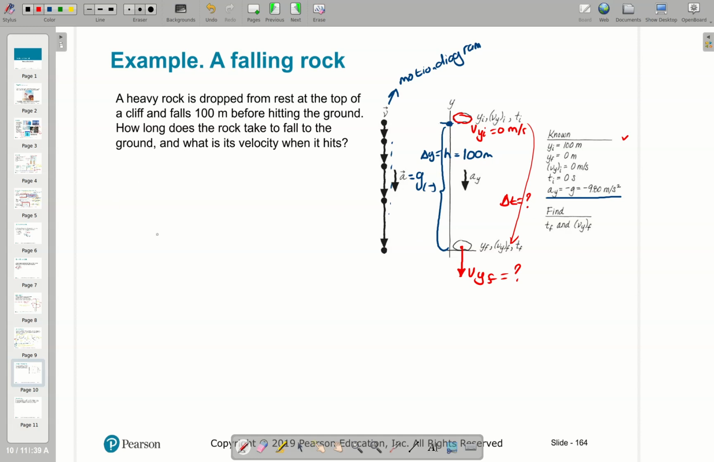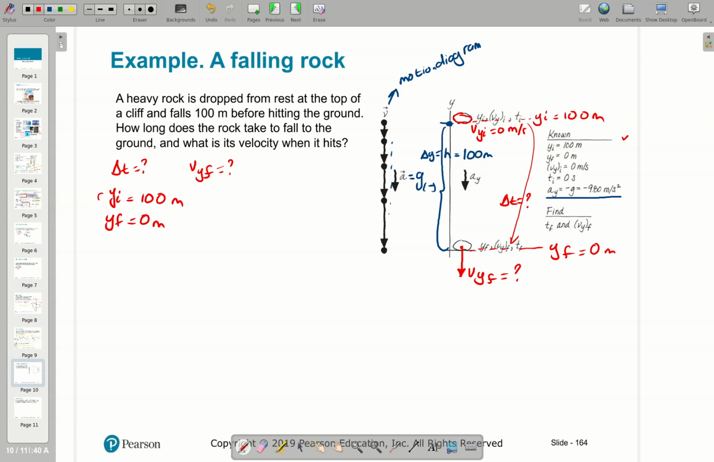I'm going to go back and check my equations. First, I have to find delta t. Then I have to find Vy final. I don't have to find them in the order they're asked. In any order I can go. What do I know is this. If I take this position to be 0, Y initial to be 100 meters high, my Y final will be 0. So I know Y initial and Y final. Y initial is equal to 100 meters. Y final is equal to 0 meters. So that's what I know.